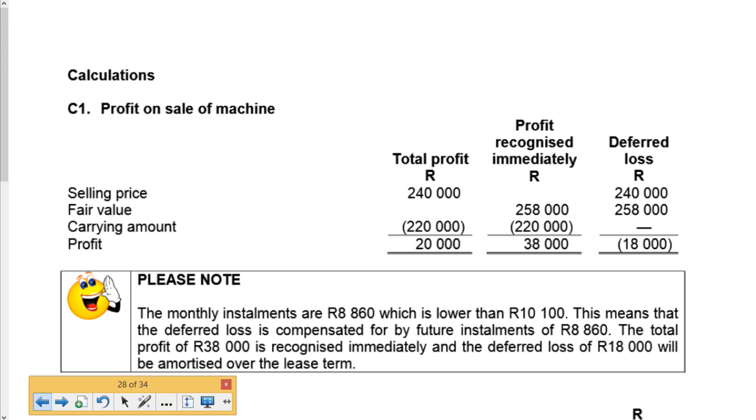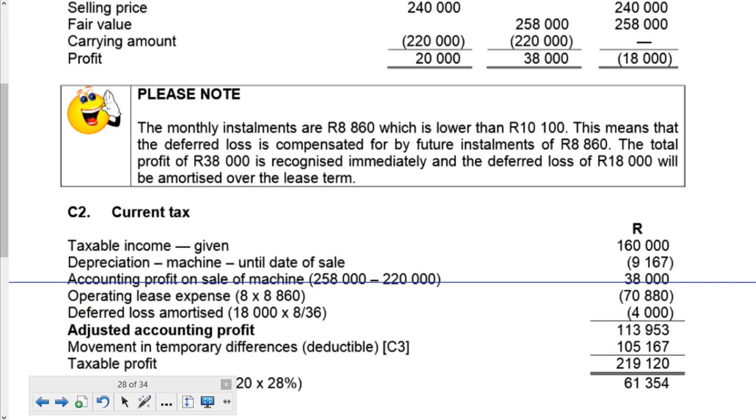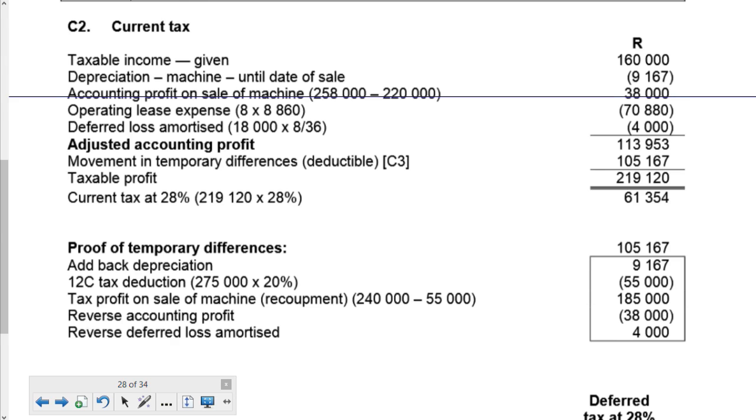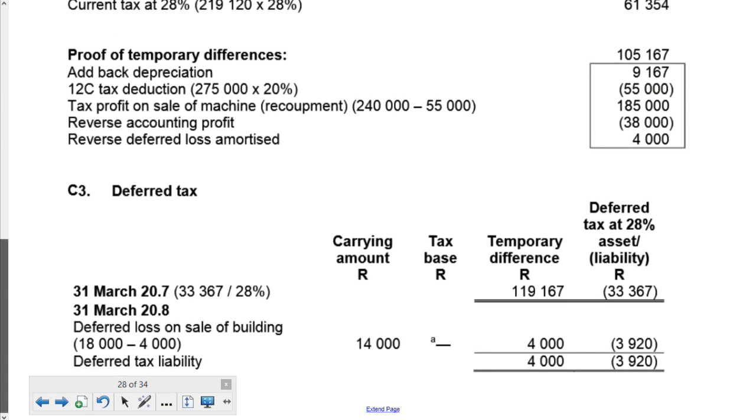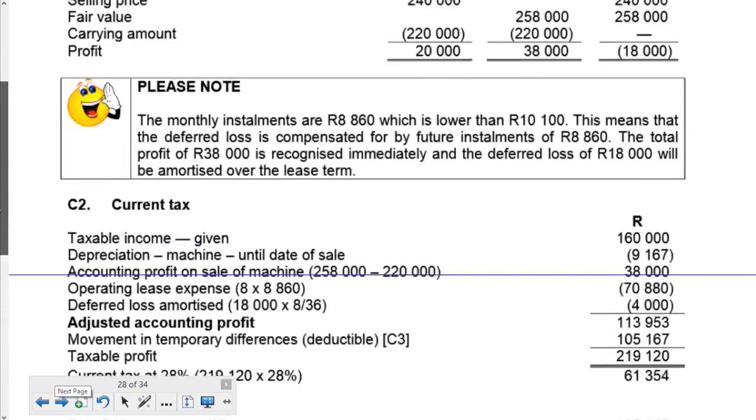Okay, this is the one we just did, right? What the heck is going on here?